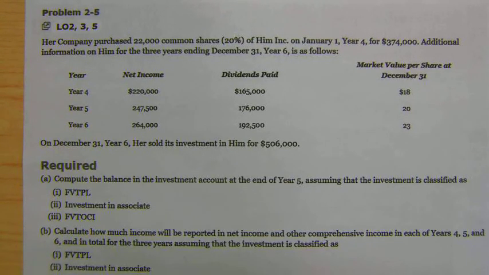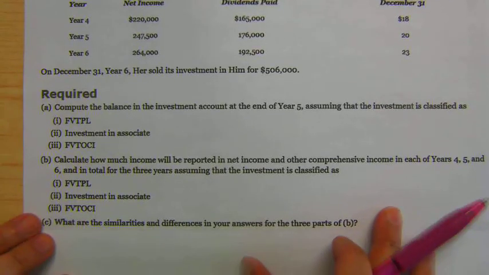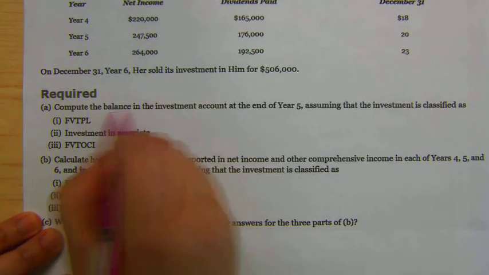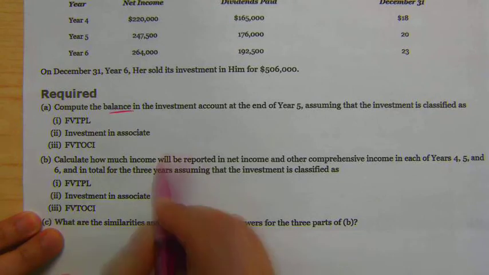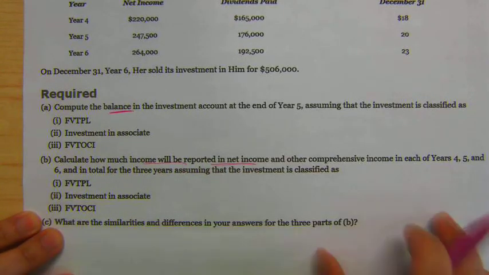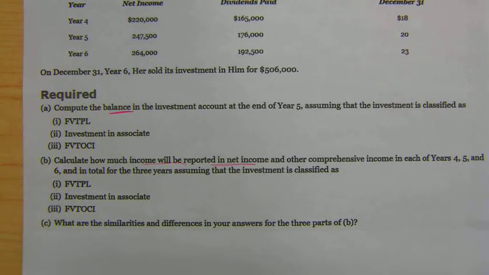Because if you look at what's required down here, they just want balance. Balance in the investment account, how much income will be reported. They don't ask you for any entries. People get thrown off because they try and jump right to these balances, but you have to think through the entries first, okay?